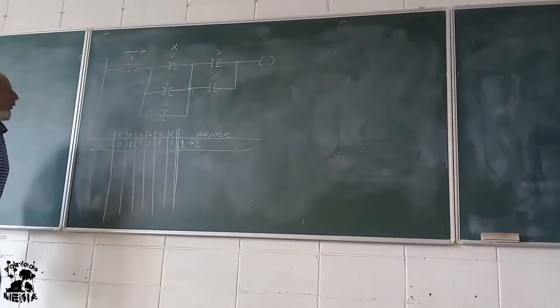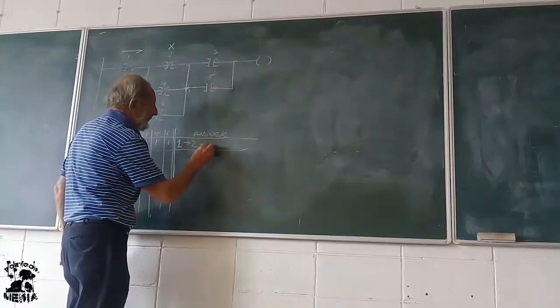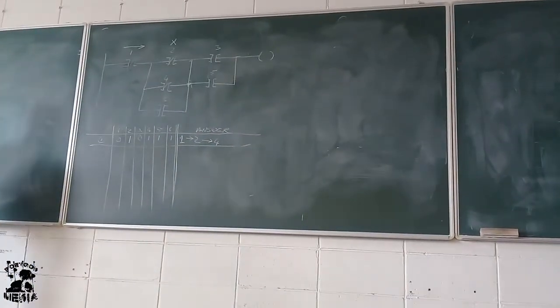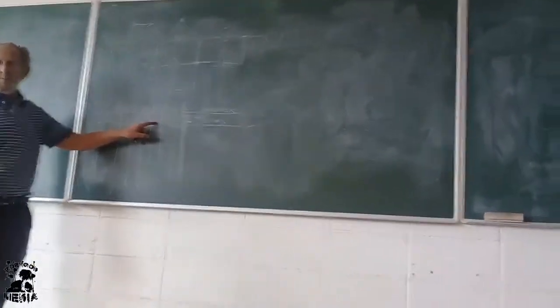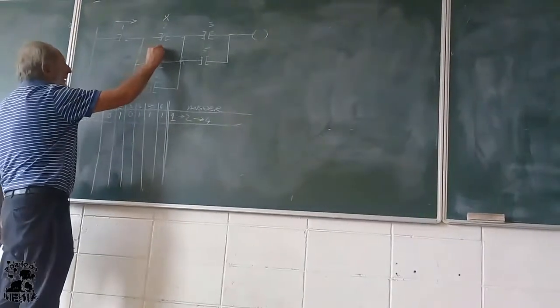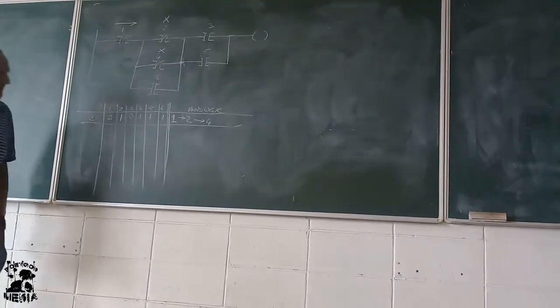So where do I go? Number 4. Number 4 is normally closed. It's got power. What does it do? It goes open, so it blocks the power. Where do I go? Number 6.